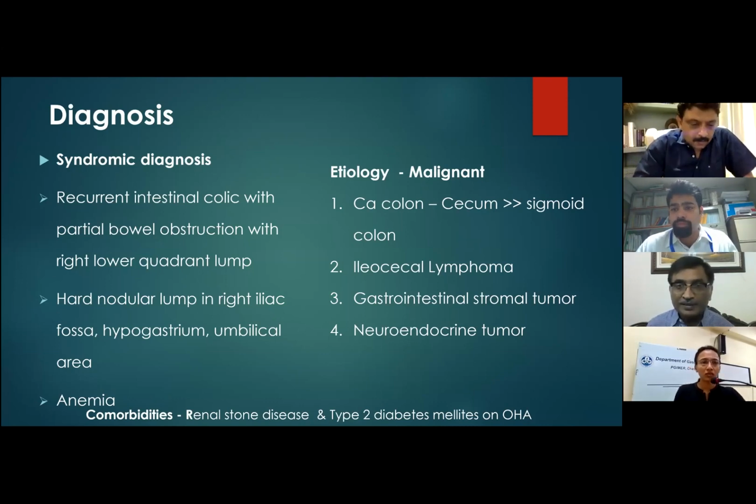Okay. Sir, so the diagnosis would be recurrent intestinal colic due to a partial bowel obstruction with a right lower quadrant hard nodular lump involving the right iliac fossa, hypogastrium, and part of the umbilical area. So my first differential diagnosis would be colon carcinoma, as we are suspecting it is a luminal pathology arising from the ileocecal region, and it is malignant. Though the age is a little bit younger, in India, 10 to 20% of cases have been reported prior to the age of 40. So I would keep colon cancer in this area as my first differential diagnosis.